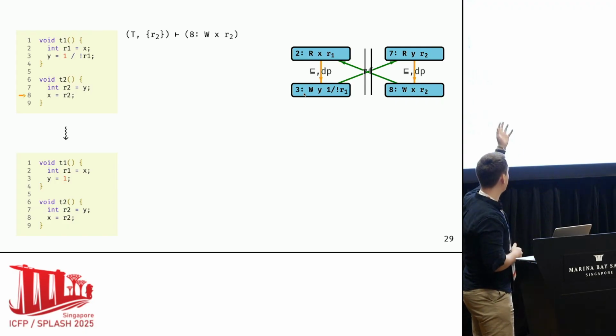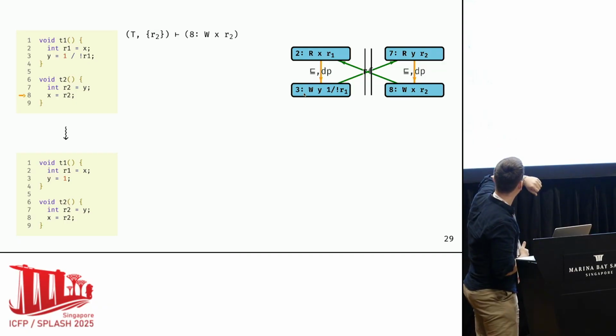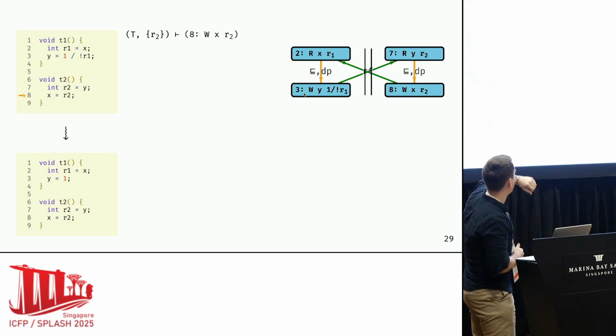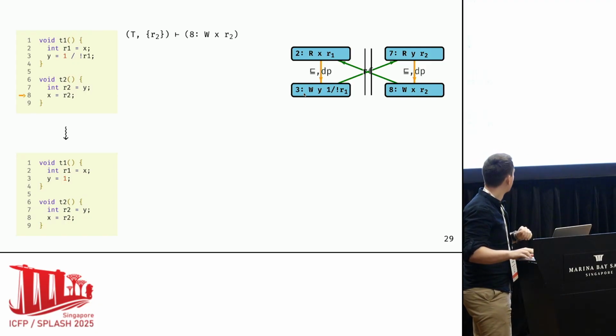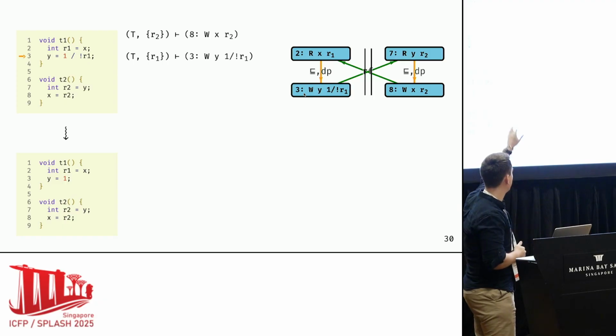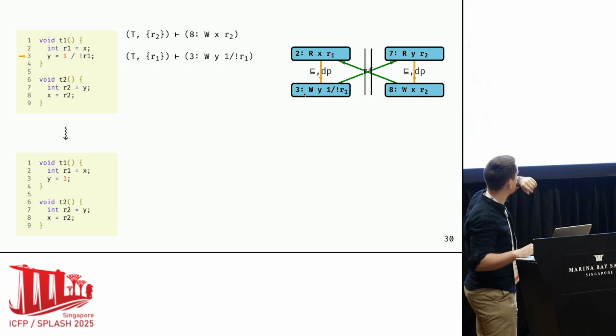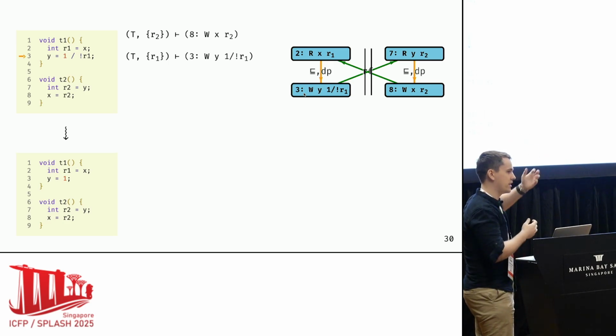So we create an initial justification for this write 8, and we leave it as is. This is a true dependency, so we'll just leave that there. And then we create an initial one for 3, and we have a data dependency on R1 here, because the expression 1 over not R1 contains R1.